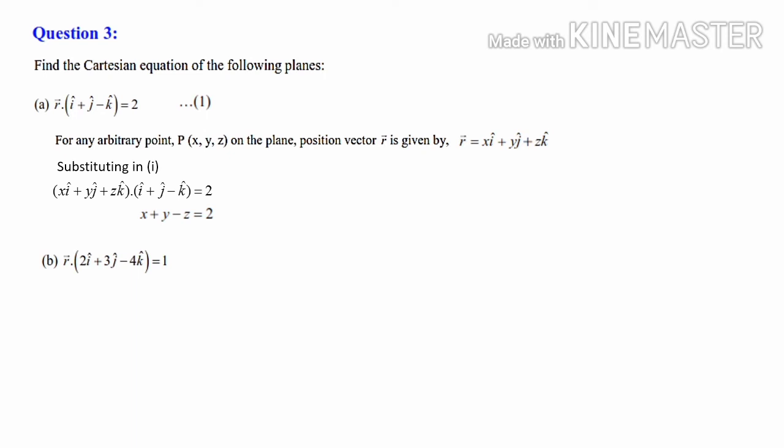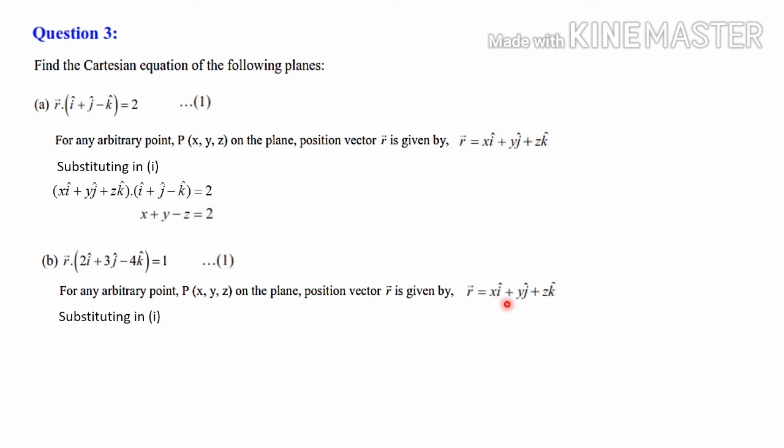Then question number b, vector r dot 2i cap plus 3j cap minus 4k cap is equal to 1. Same as the previous question. Label it as equation number 1 and let's take r as xi plus yj plus zk. Then just substitute it in equation number 1. Equation number 1 is r dot 2i cap plus 3j cap minus 4k cap is equal to 1. Instead of vector r, we are just using xi plus yj plus zk dot 2i cap plus 3j cap minus 4k cap is equal to 1.